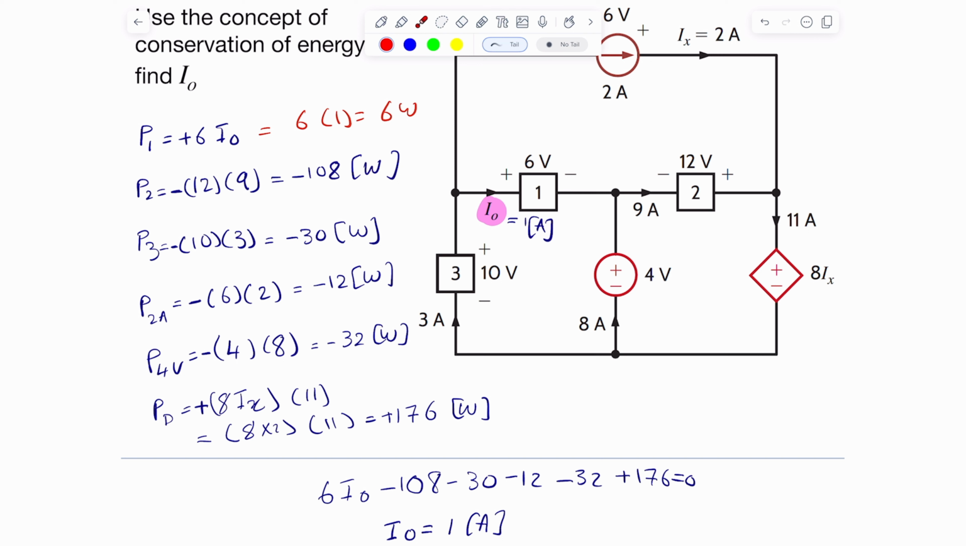So element 1 is consuming power, element 2 is providing power, element 3 is providing power. I'm looking at these signs in here, and that's what's telling me. The current source in here is negative, so it's providing power. The voltage source here is actually negative, so it's providing power. And this voltage source in here is actually consuming power.